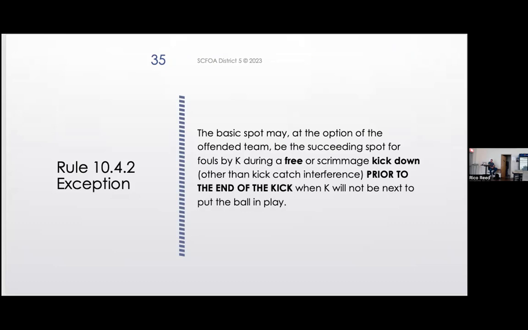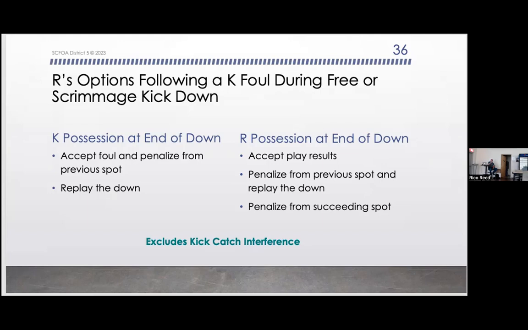I released a video on these, so we're not going to spend a whole lot of time on this. But essentially, during a kick down, either free kick or scrimmage kick, there's a foul prior to the end of the kick, and K will not be the next to put the ball in play. Then R has the option to enforce this foul from what spot? Succeeding spot.